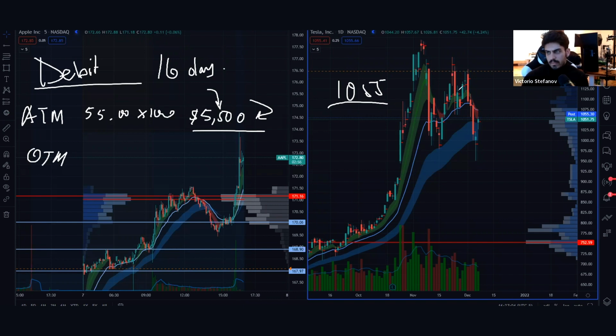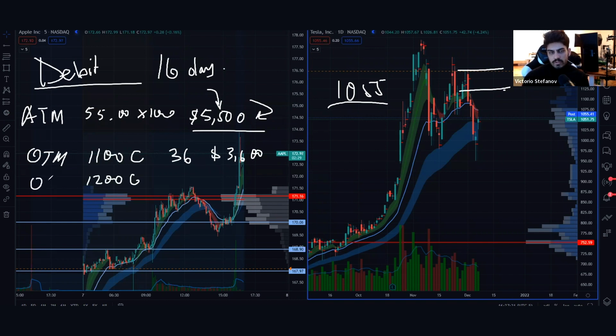In 3 weeks, maybe Tesla is going to be closer to 1,100 or even 1,200. So I'm going to say, you know what? I'm going to buy these 1,100 calls that are out the money, and they're pretty expensive, about $36 a contract, or $3,600 a contract. Now, what I'm going to do is say, you know what? I don't think it's going to be above 1,200. This is even further out the money. And I'm going to sell this one.